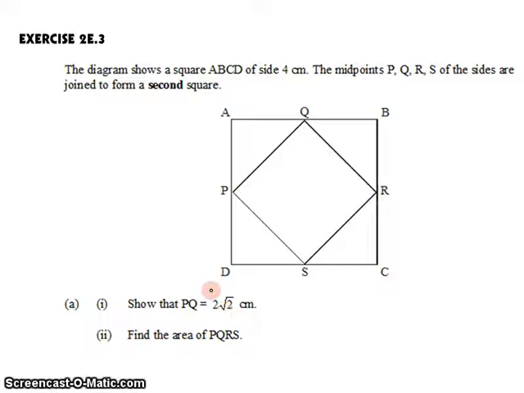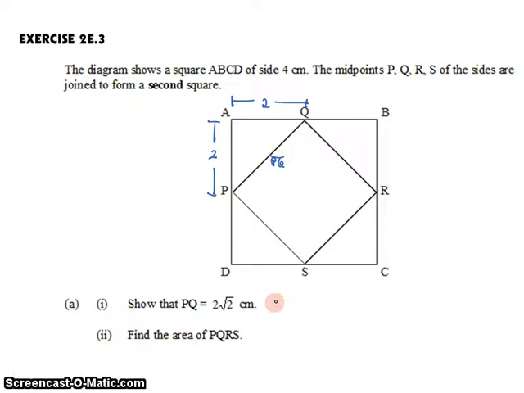Well, PQ is the hypotenuse of this right angle triangle. If AD is 4 centimeters and P is the midpoint, then we can pretty safely say that this length is 2 centimeters, as is this length. And this is what we want to find, PQ.